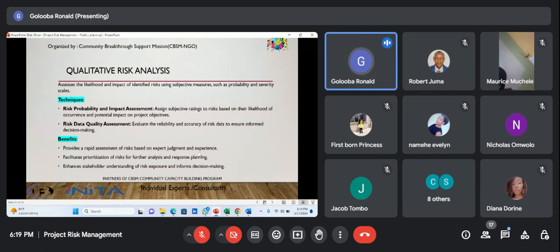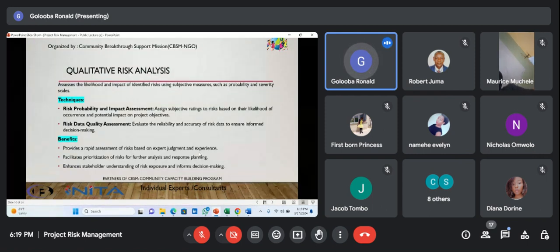Then you have risk data quality assessment. And here we evaluate the reliability and accuracy of risk data to ensure informed decision making. And here basically looking at things to do with the credibility of the data. And when we talk about credibility of data, we are looking at things to do with its completeness, its consistency, if you're getting it from different sources, and timeliness and the like.